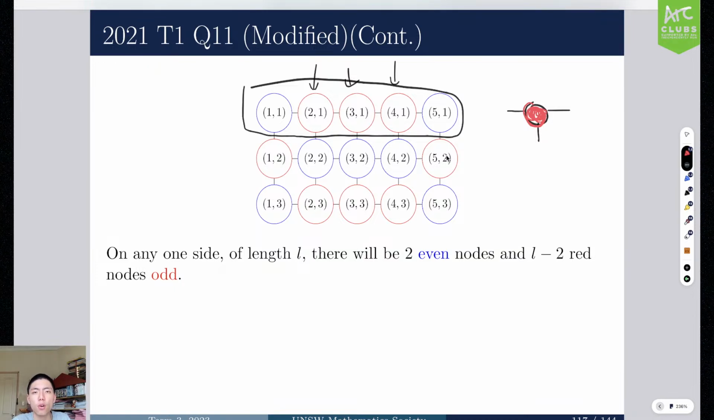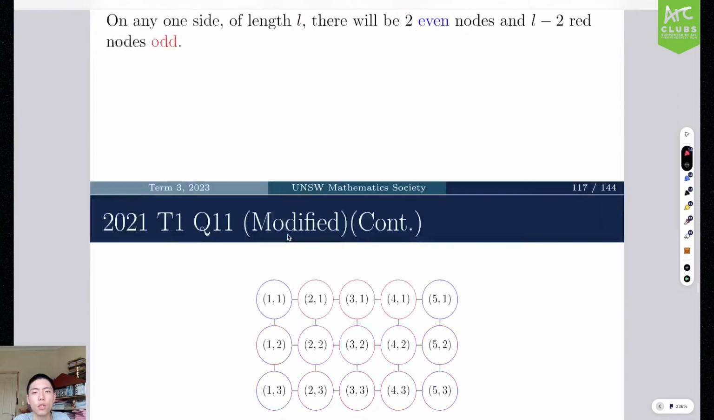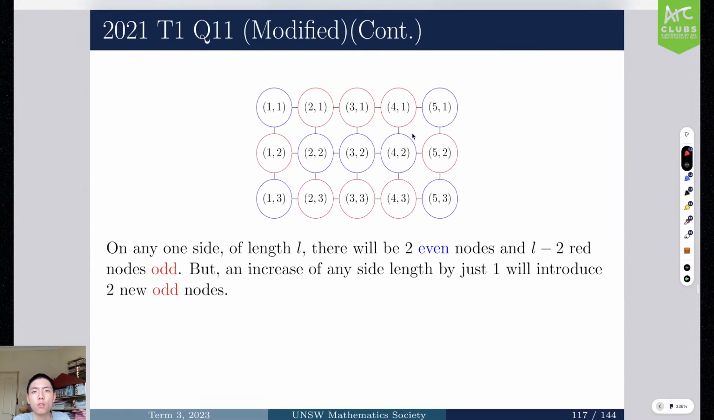Okay, so here is our issue, right? Because we only allow it so that we can only have 2 red circles, and any side of length L will always have L minus 2 red nodes, right? That have odd degree. So how do we deal with this?